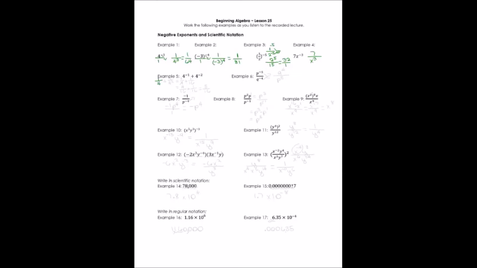Take example 5, we have 4 to the negative 1, which would really be 1/4, because that 4 had to go down, plus 4 to the negative 2. Well, that's going to be 1/4². Well, can we finish this out? I mean, we've resolved the negative exponents. Let's just finish this problem.